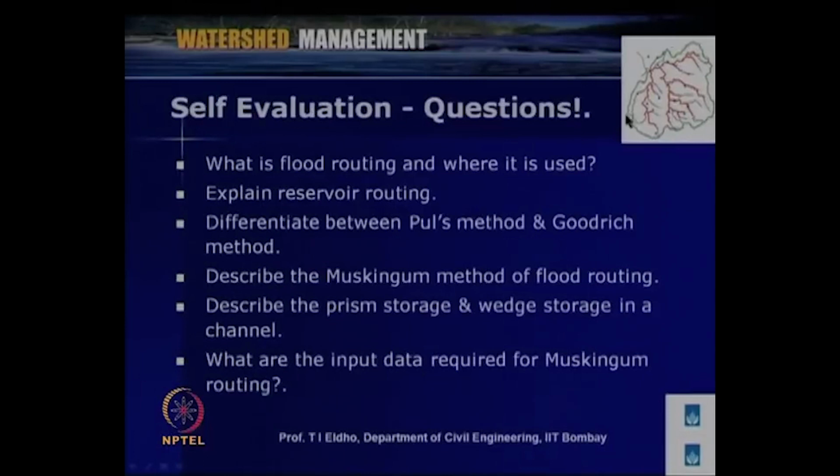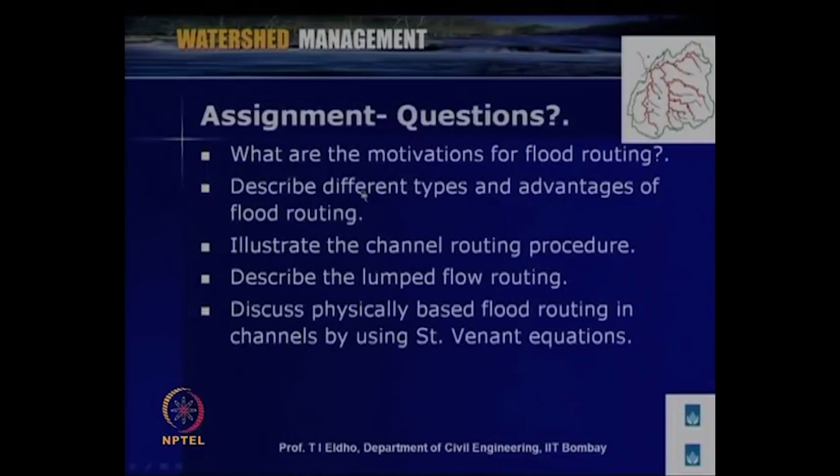Then a few self evaluation questions: what is flood routing and where is it used? Explain reservoir routing, differentiate between the pulse method and the Goodrich method, describe the Muskingum method of flood routing, describe prism storage and wedge storage in a channel, and what input data are required for Muskingum routing. And then a few assignment questions: what are the motivations for flood routing, describe the different types and advantages of flood routing, illustrate the channel routing procedure, describe lumped flow routing, and discuss physically based flood routing in channels by using the Saint-Venant equations. All these questions you can answer by going through today's lecture.